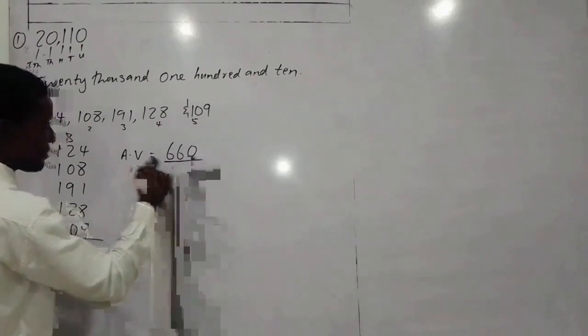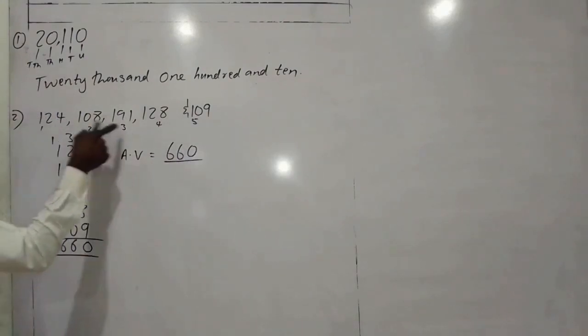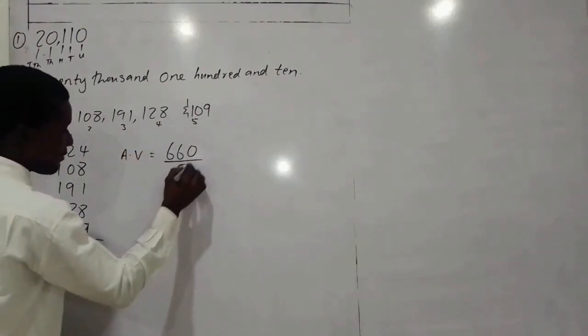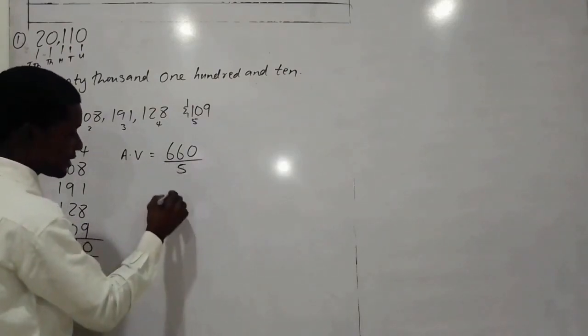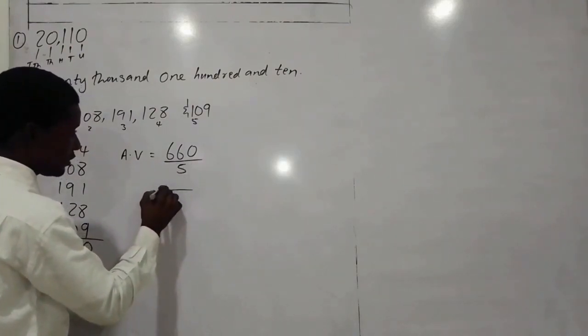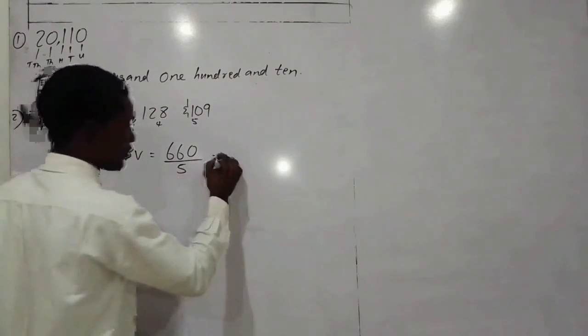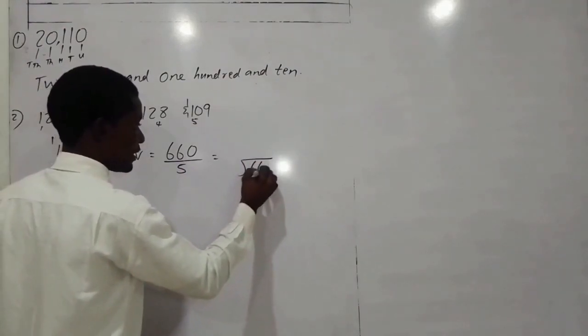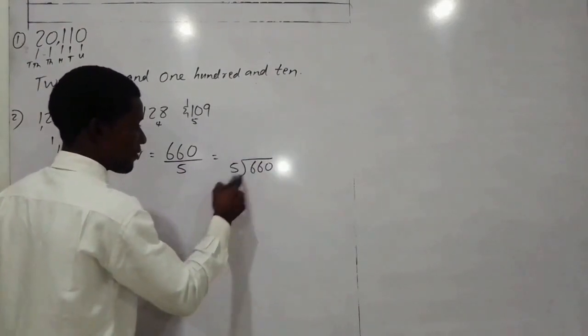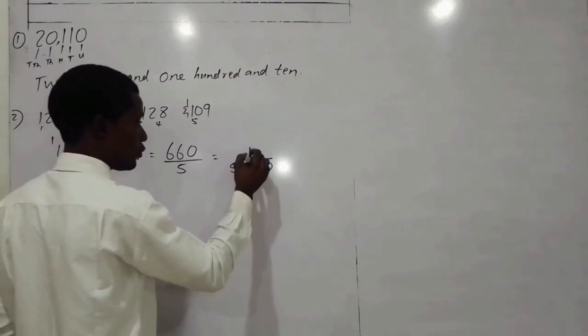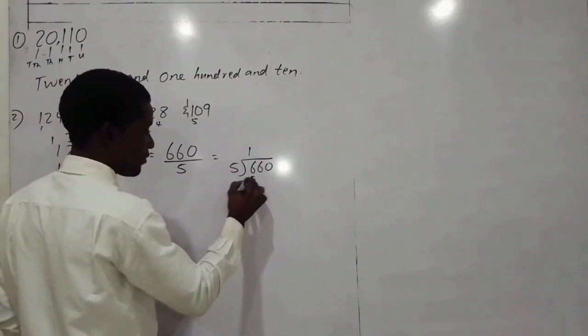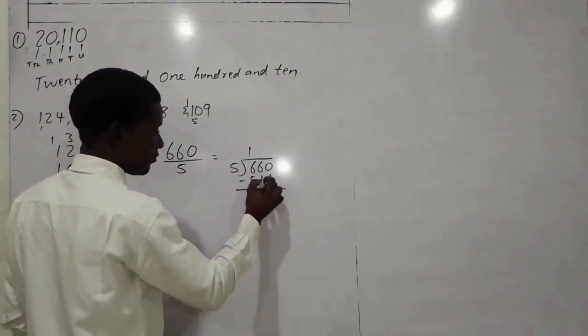Now to find the average of the numbers, we say 660 divided by how many numbers given to us? 1, 2, 3, 4, 5. Divided by 5. 660 divided by 5. Let's use our long division. 5 in 6, that will give us what? 1. 1 times 5, 5. We subtract, bring this down.